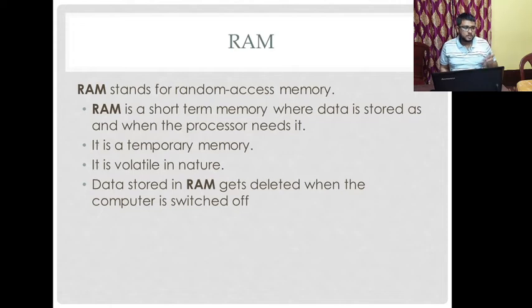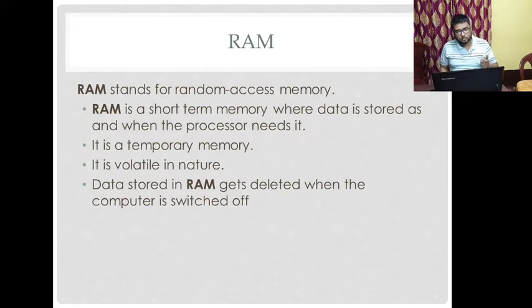So what is RAM? RAM stands for random access memory. RAM is a short term memory where data is stored until the processor needs it. As and when the processor needs it, the data is stored there. It is a temporary memory. It is volatile in nature, meaning data that is stored in RAM gets deleted whenever we switch off the computer.